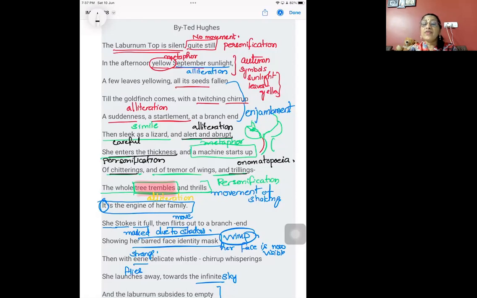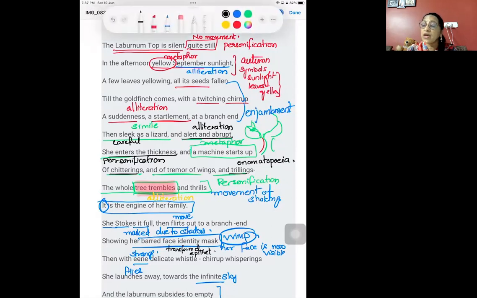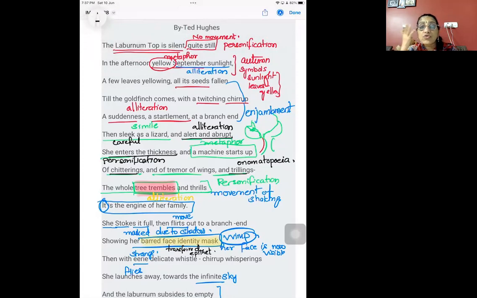Showing her barred face identity mask. आपका जो यहाँ पर है, this comes in your exam as I said, and this is transferred epithet. Transferred epithet क्या होता है? When there is an adjective and a noun, और उसका जो meaning होता है वो कुछ और होता है. यहाँ पर it means that जो shadow है, flowers के जो shadow है या फिर जो trees के shadow है, उसने उसके चेहरे को अभी तक छुपाया हुआ था. But now her face is visible.